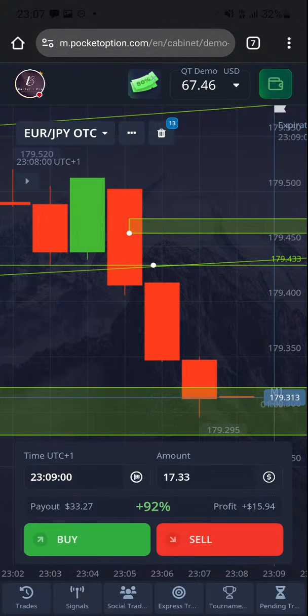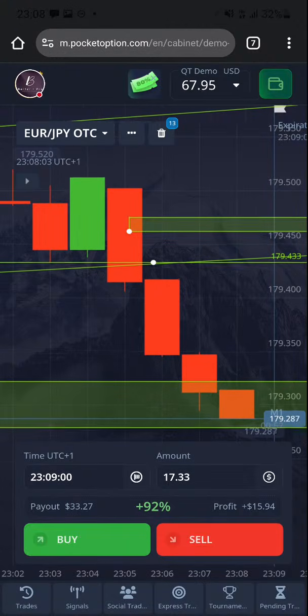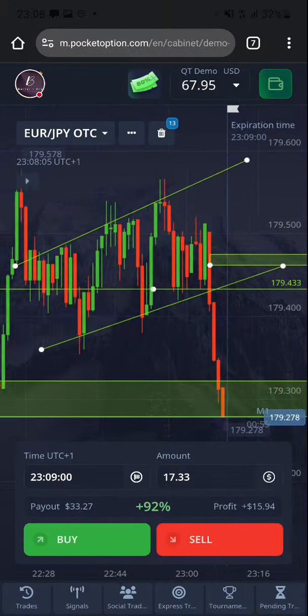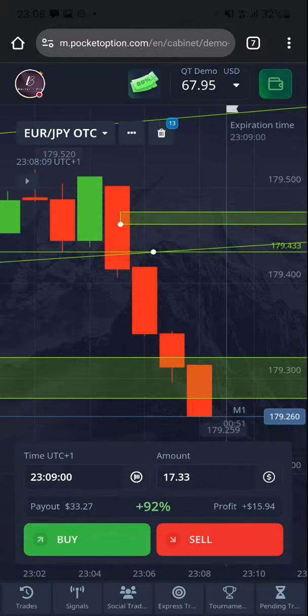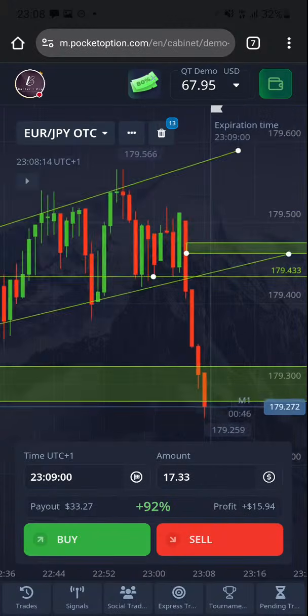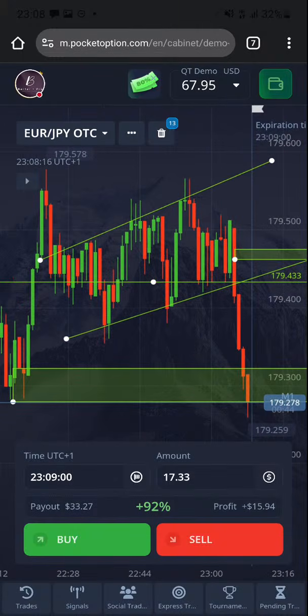Okay, fine. You can see we have a slight gap up in favor of sellers, so we're not going to go with the buyers again. But that round number was a good place to enter. Look at the round number, 179.300. So anytime you see a momentum like this, just don't trade against it.